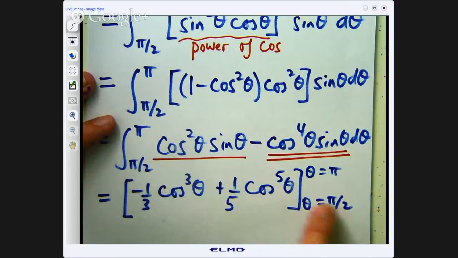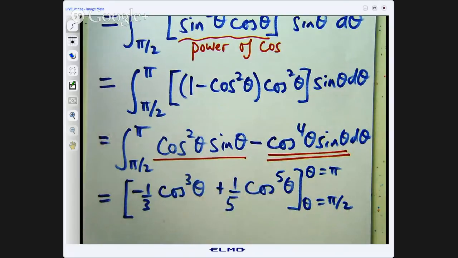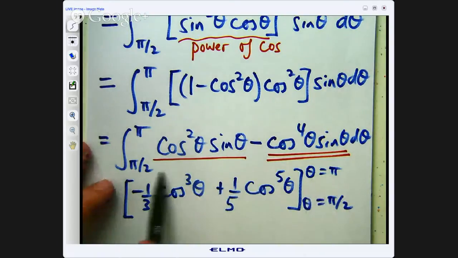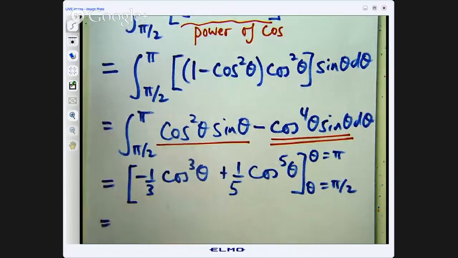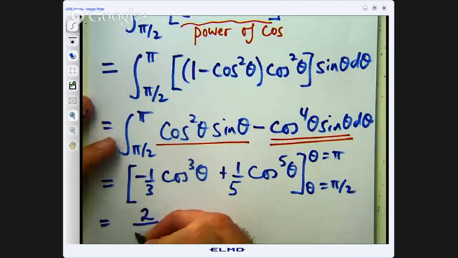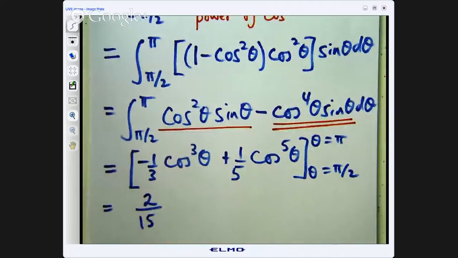When theta equals pi on 2, both of these things are going to be 0, so you've only got one thing to worry about. When theta equals pi, this is going to be positive 1/3, and this is going to be negative 1/5. So you actually end up with 2 on 15 after you simplify.